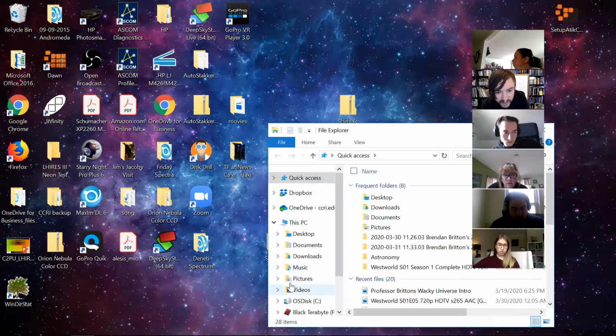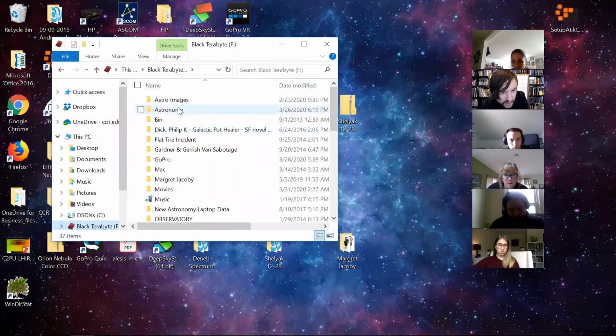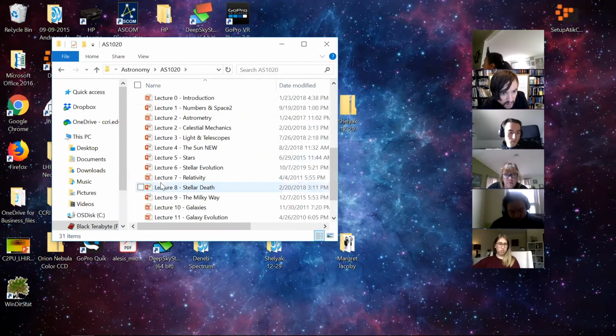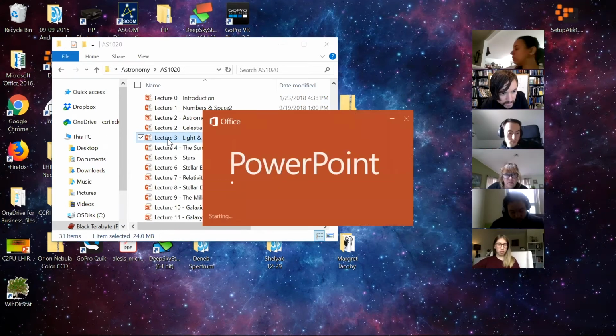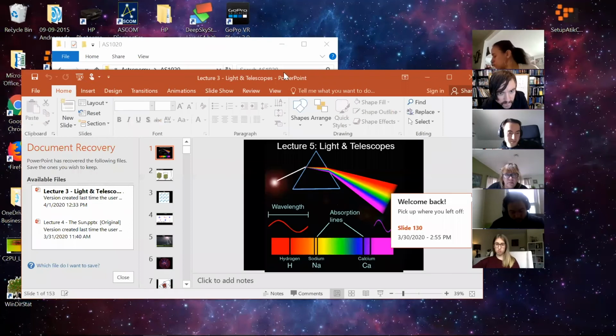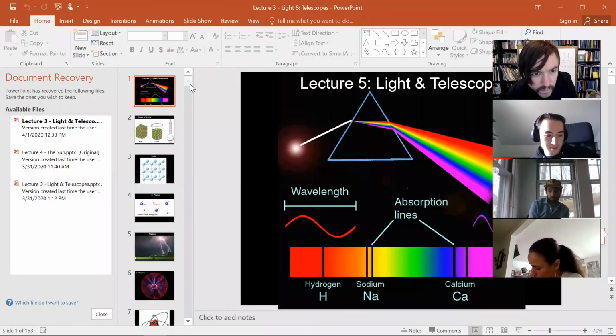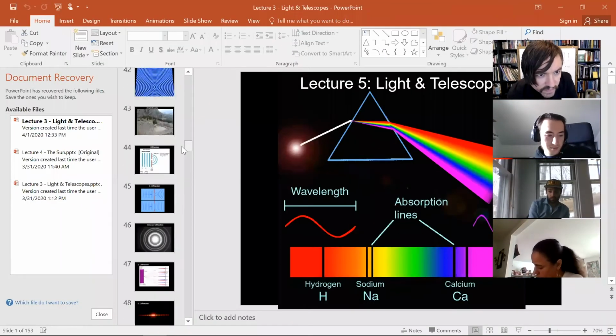Oh shoot, I gotta get my astronomy lectures back here. Light and telescopes. Okay. Let me show you guys a little picture of diffraction.